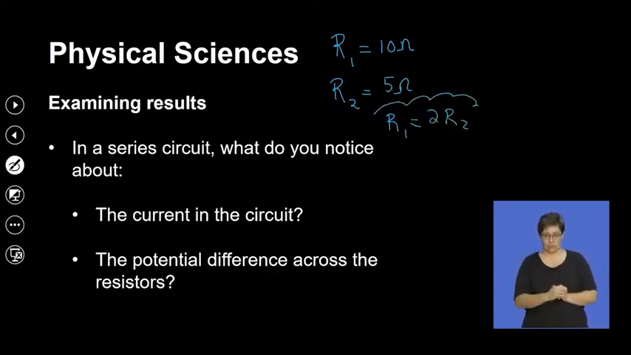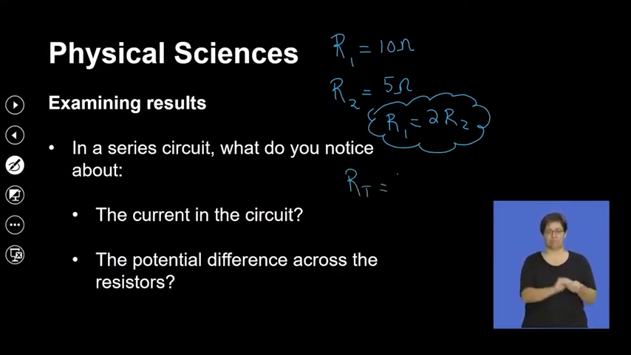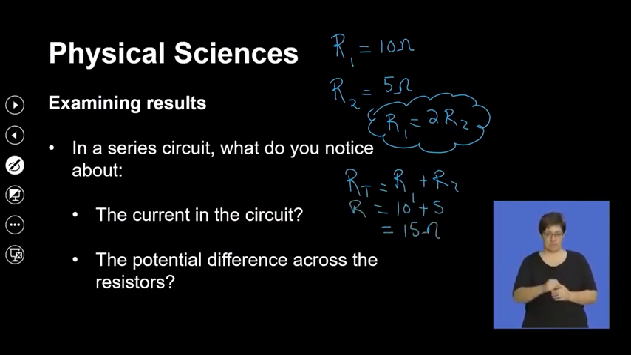So make sure that you understand this, but effectively, adding the two resistors, we got the total resistance of R1 plus R2, which is equal to 10 plus 5, which gives us the total of 15 ohms. So that's our R total.